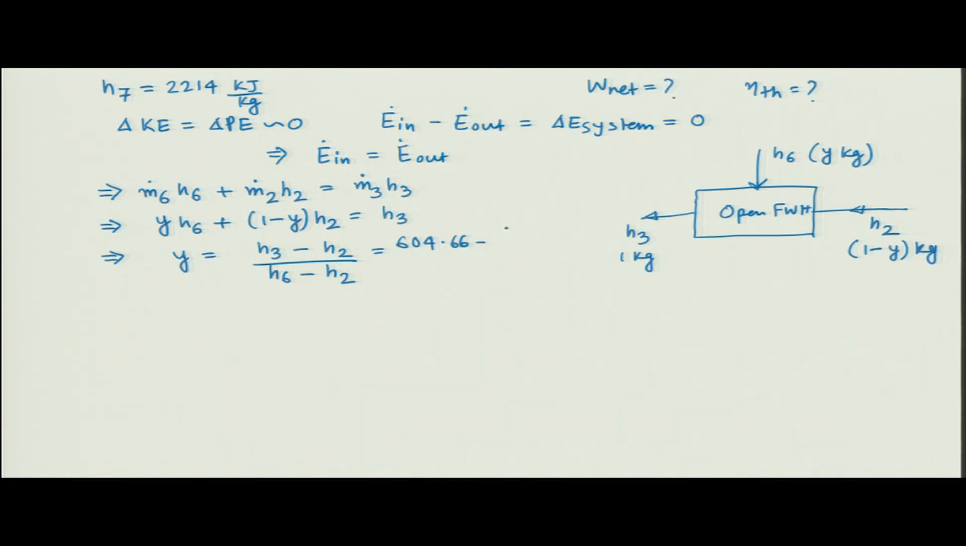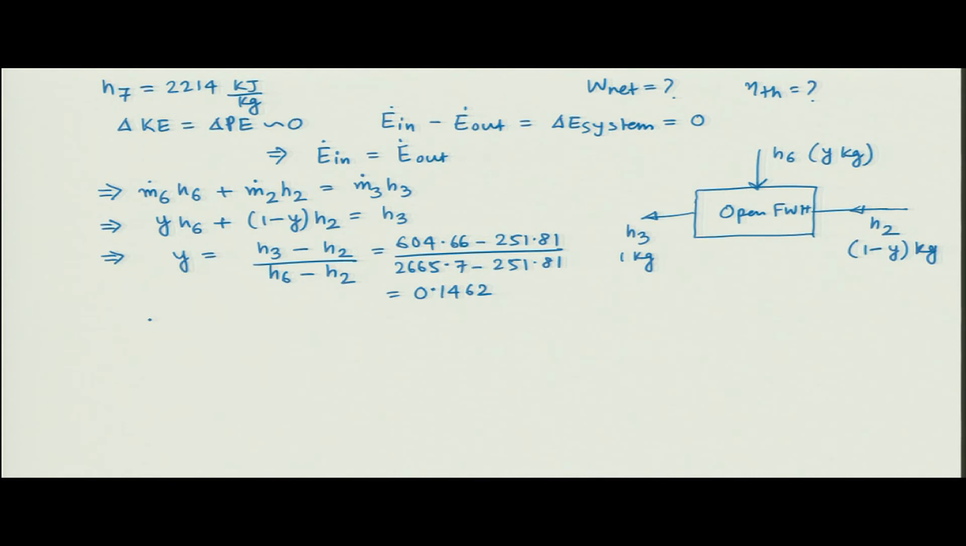604.66 minus 251.81 divided by 2665.7 minus 251.81. So, the answer will be 0.1462. So, this much kg of condensate will be taken out from the turbine and will mix with the feed water. So, this much kg per kg of total flow of water.